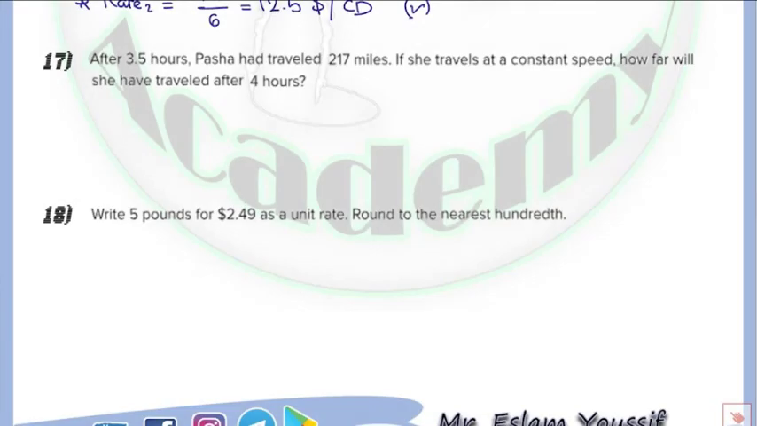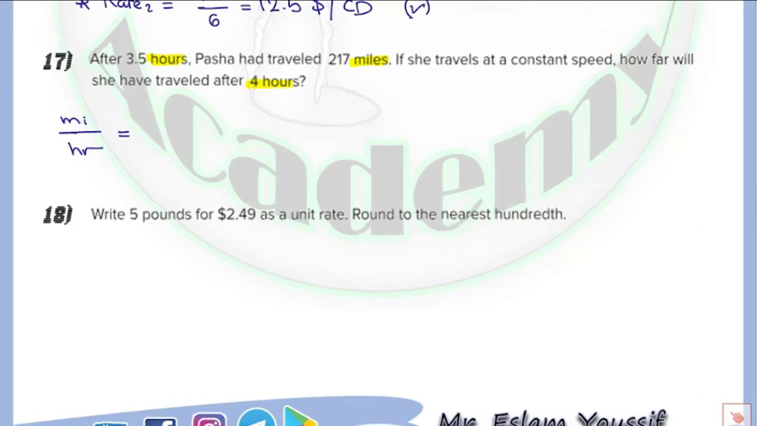In question number 17, we have a relation between the number of hours and the number of miles. After 3.5 hours, we can cover 217 miles. If we are moving with a constant speed, how many miles will be covered after 4 hours? Now we compare between two different units. The first unit is hour, the second one is mile. So we just write the two units of the rate. We just need to find the relation between the number of miles to the number of hours.